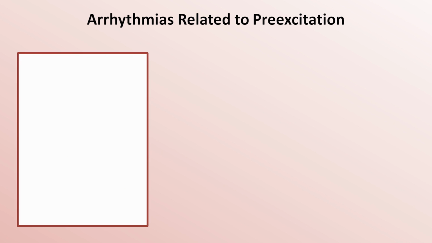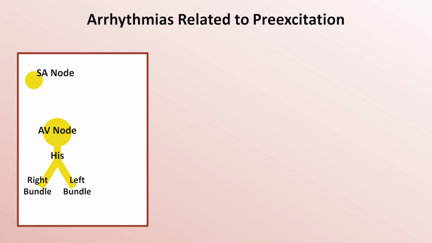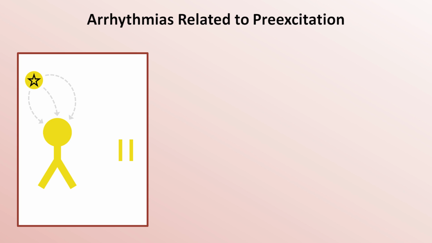system schematic. Here's the SA node, the AV node, the His bundle, and right and left bundles. And here will be the accessory pathway. What does sinus rhythm look like in a patient with WPW? The sinus node fires, and impulses travel via the internodal tracts to the AV node, where conduction moves slowly before reaching the His bundle. Simultaneous to this process, the impulse travels from the atria down the accessory pathway to the ventricles.